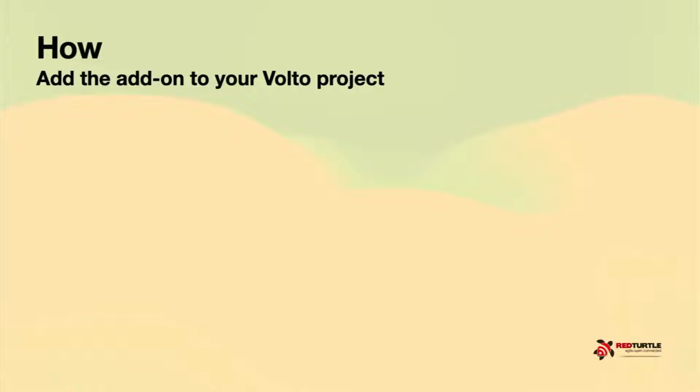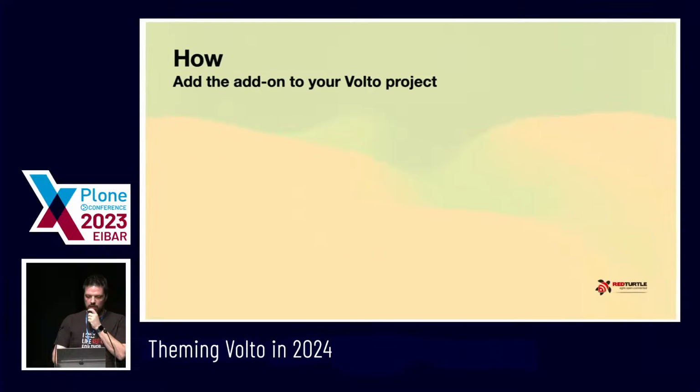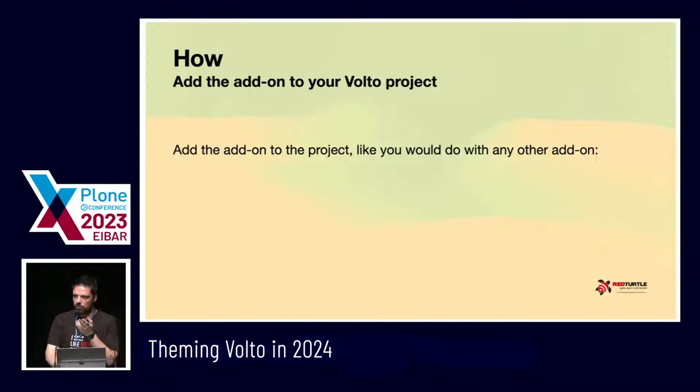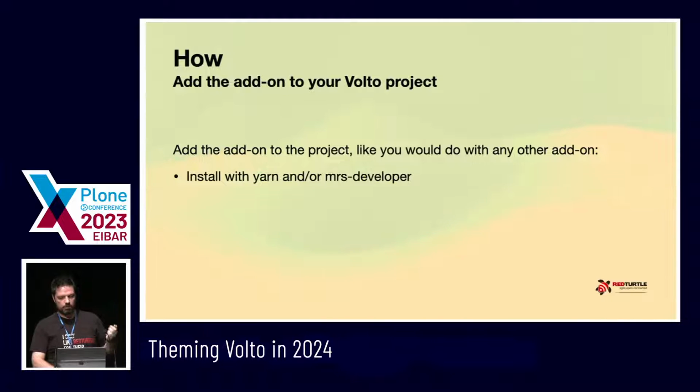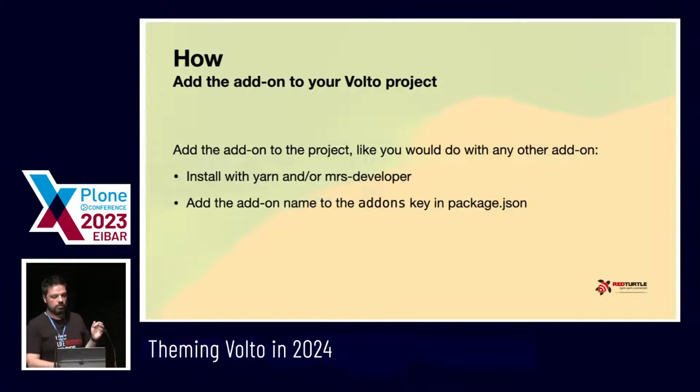So second step is add the add-on to your Volto project. And that's the regular way. I mean, if you have worked with Volto and if you have created or used an add-on before, you install your add-on with Yarn or Mrs. Developer if you're developing it maybe. And then you add the add-on name to the add-ons key in package.json, and that's it. That's how we have done it since we have an add-ons story.